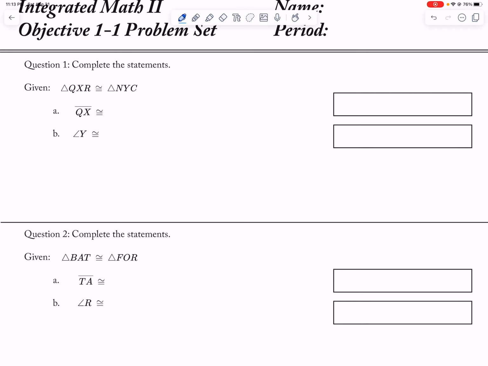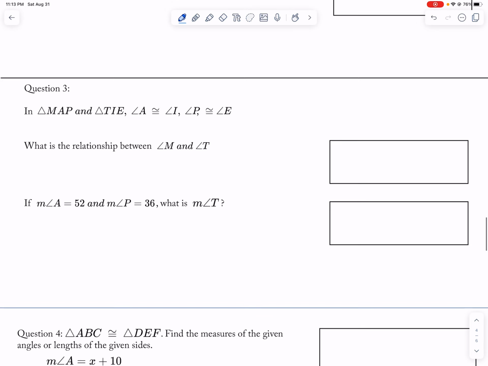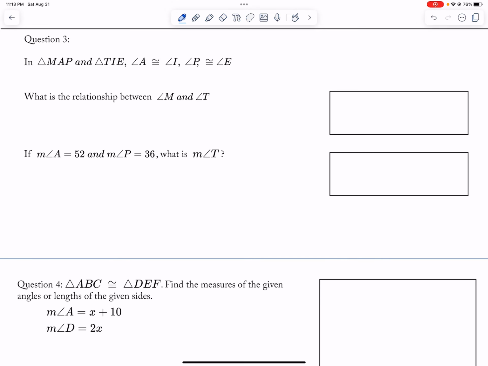All right, so let's go ahead and take a look at all the odd-numbered questions. So I want to complete the statements. If those triangles are congruent, then QX is congruent to NY, and then angle Y is congruent to angle X. If I have triangle MAP and triangle TIE, and those angles are congruent, then what is the relationship between angle M and angle T? They are congruent, and I could use the congruent symbol, by the third angles theorem.